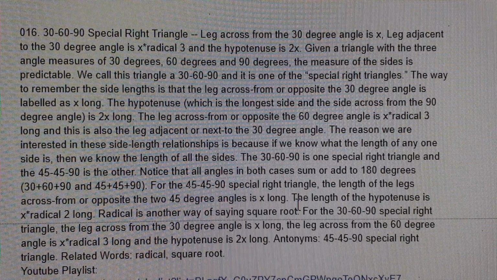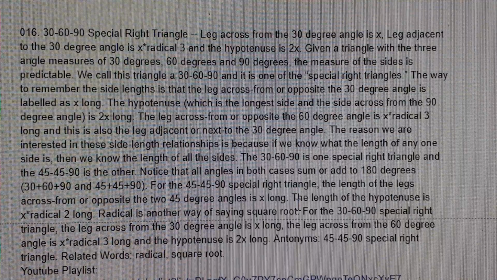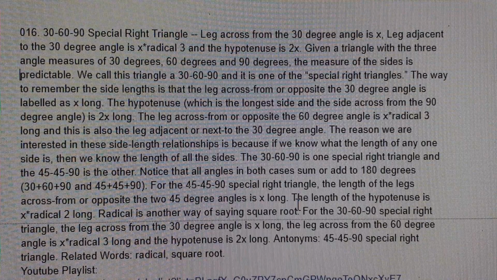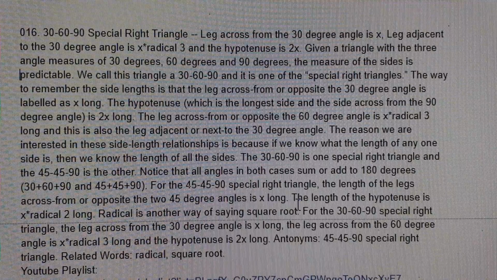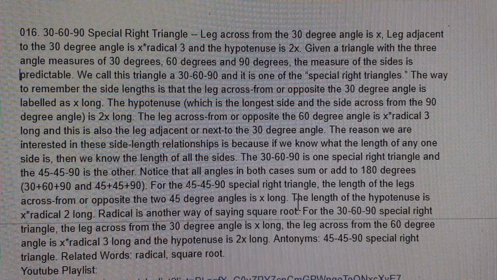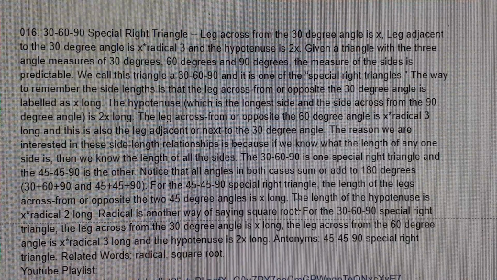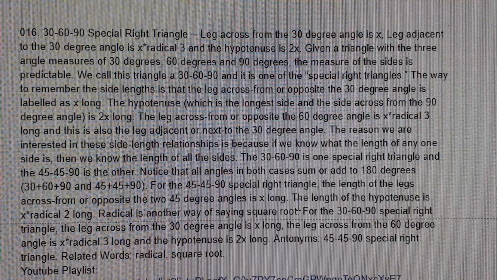Notice that all angles in both cases sum or add to 180 degrees. (30 plus 60 plus 90, and 45 plus 45 plus 90.)